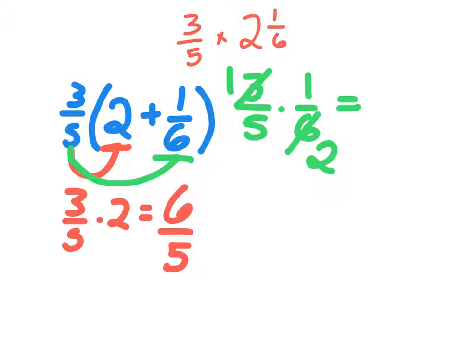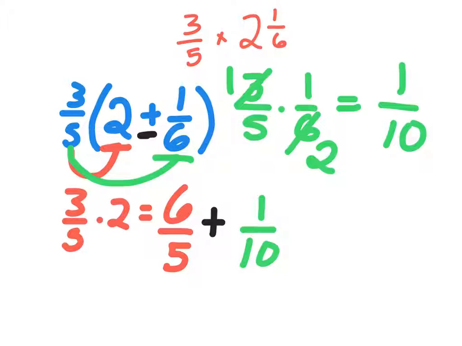And now we multiply across the numerator and the denominator. The numerator, 1 times 1 gives me 1, and 5 times 2 on the bottom gives me 10. So now I have 1/10. The last thing that we need to do is to add these two together. We bring down this addition sign, and we add those two together.